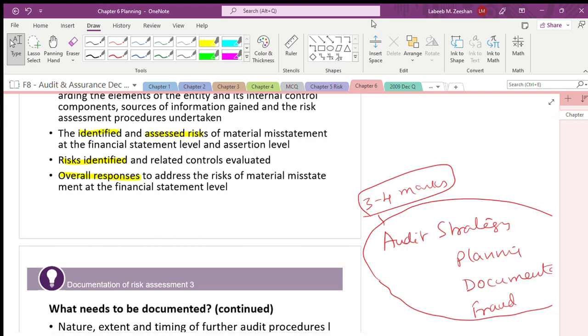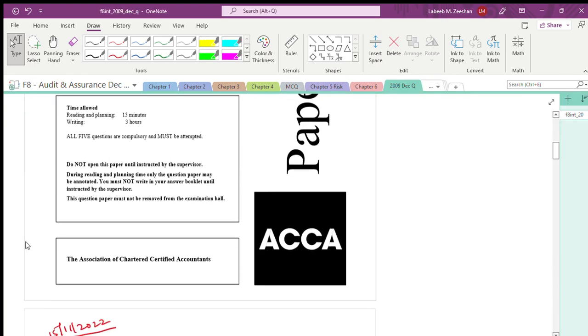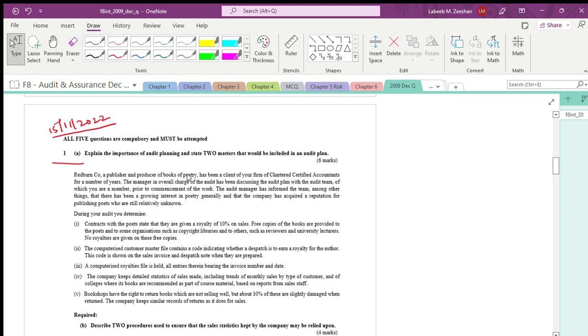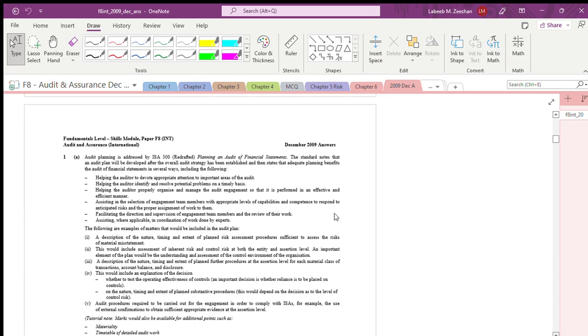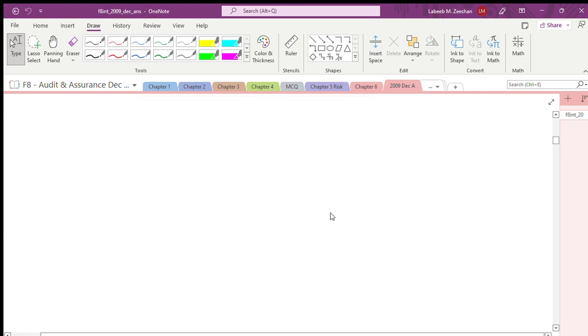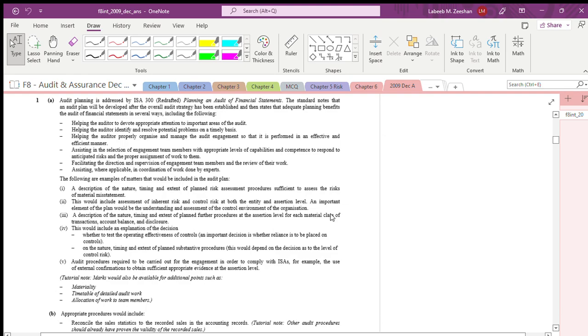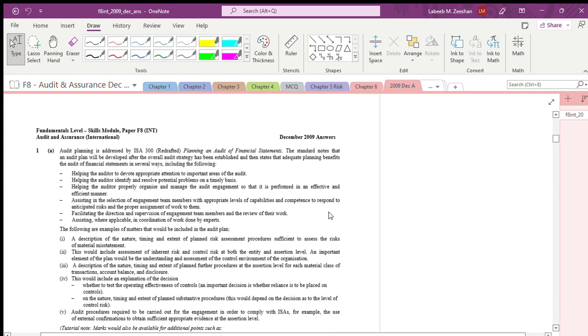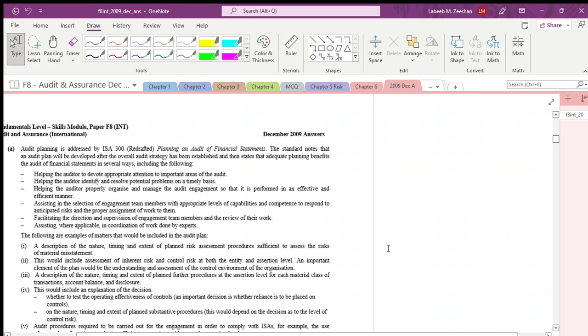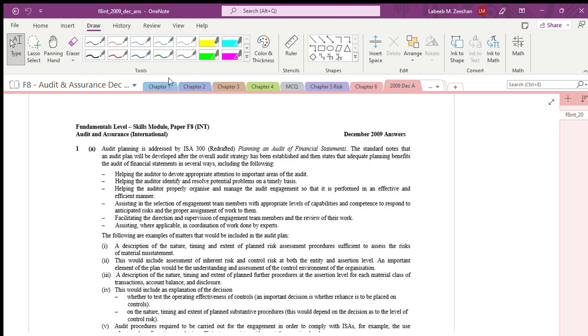Fine. Now come back to the question paper. What is the importance of audit planning? State two matters that would be included in the audit plan. We go question by question. They have given so many things, but we will take only two, not any more than that. Audit planning is addressed in the planning and audit of financial statements. The audit plan will be developed after an overall audit strategy. It follows the audit strategy. First you will have the audit strategy, then you will have an audit plan.